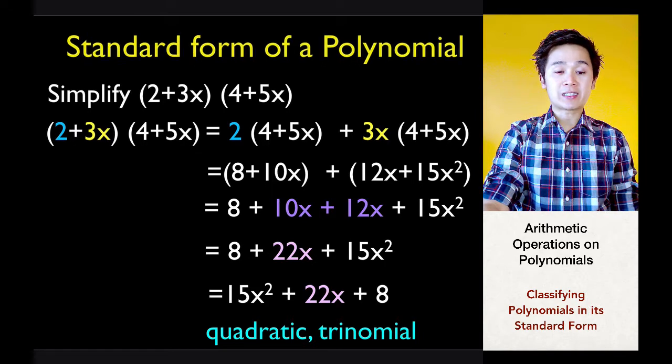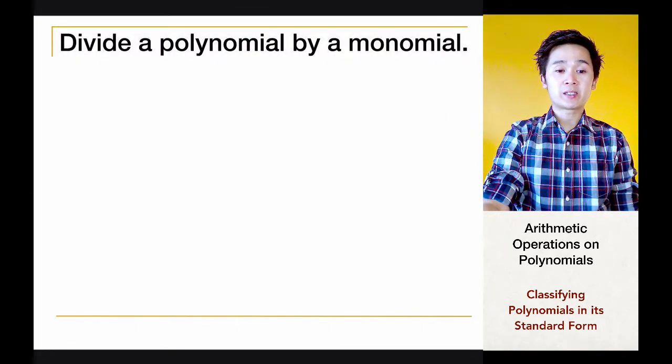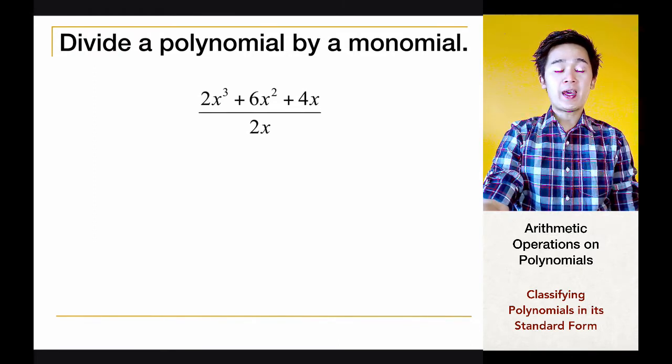Now we'll see a different set of polynomials which uses division to simplify or standardize the polynomial. In this case, we have 2x cubed plus 6x squared plus 4x divided by 2x. Now we have two ways on how to divide polynomials. One is when your denominator is a monomial, and the other one is when your denominator is a binomial, or a polynomial with two or more terms.